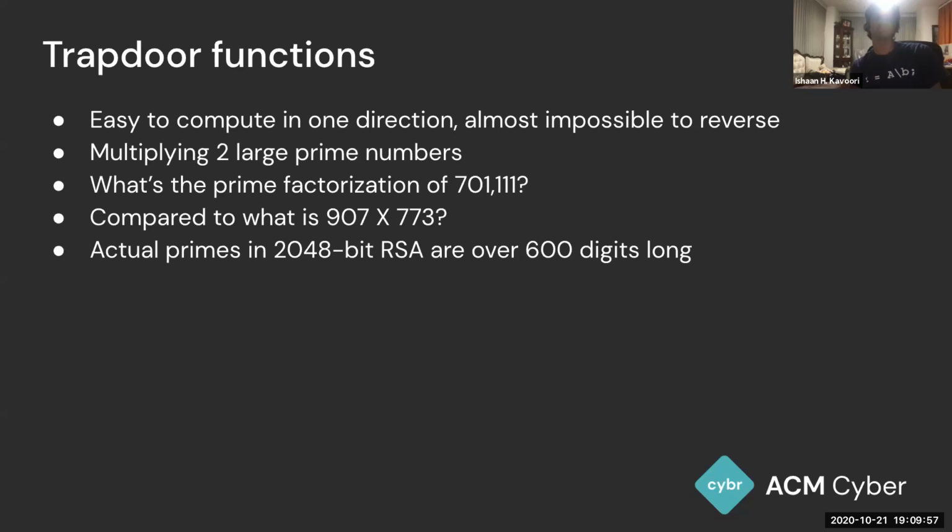Now, like I said, since computers can pretty much do this instantly, actual prime numbers in 2048-bit RSA encryption are over 600 digits long, so they're really big.